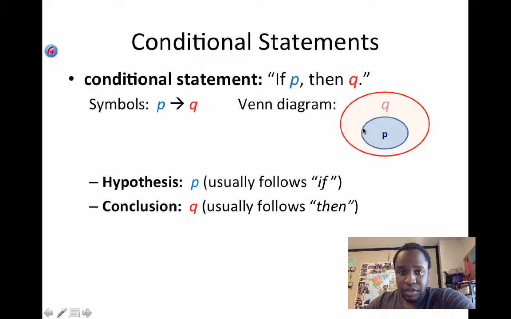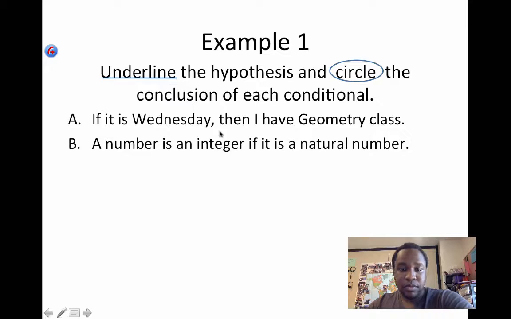Visually, the hypothesis is a smaller portion of the bigger conclusion. So like if I live in Mill Valley, then I live in the United States. So the hypothesis is the smaller one of the two. So now what I'd like you guys to do is to try to underline the hypothesis and circle the conclusion of each of these conditional statements.